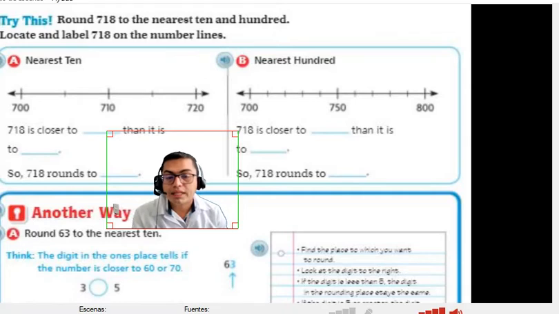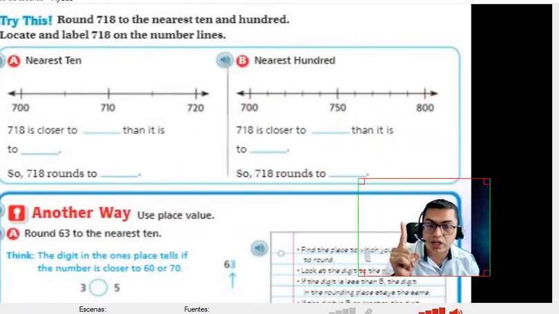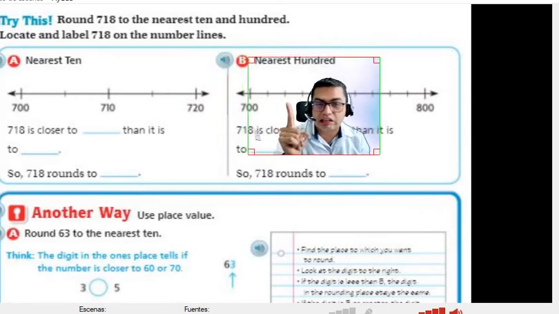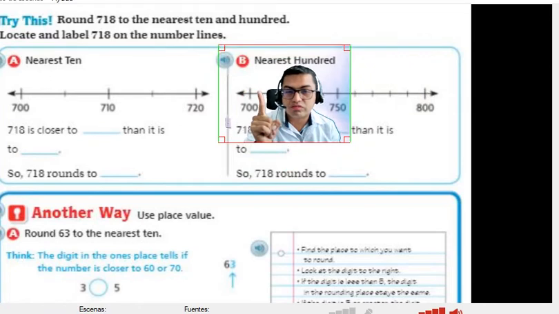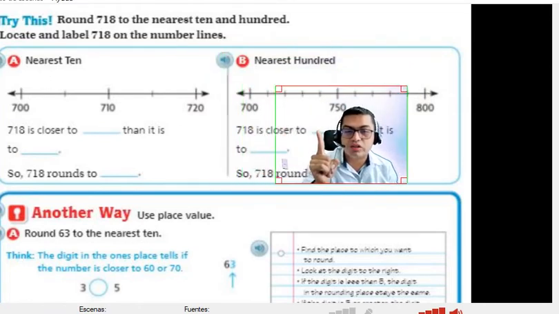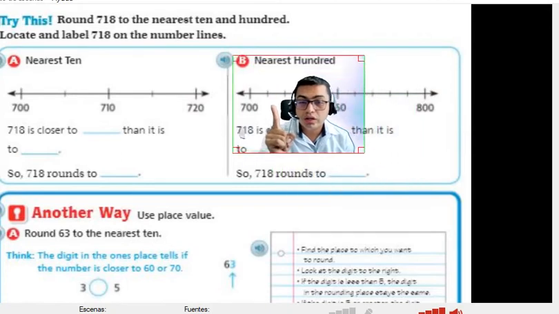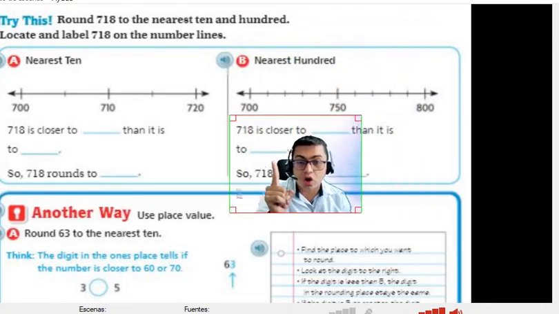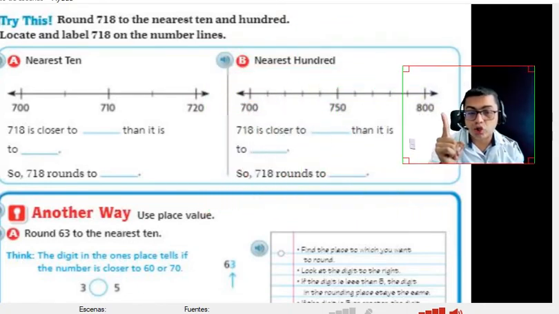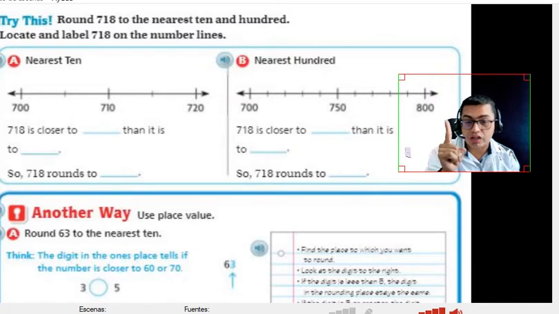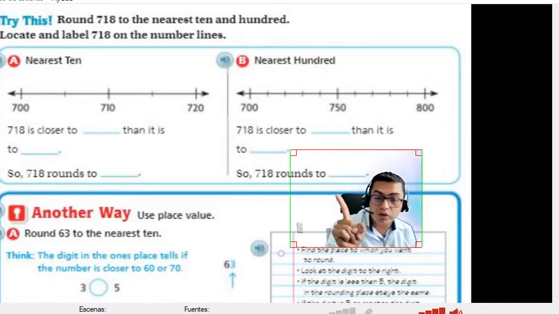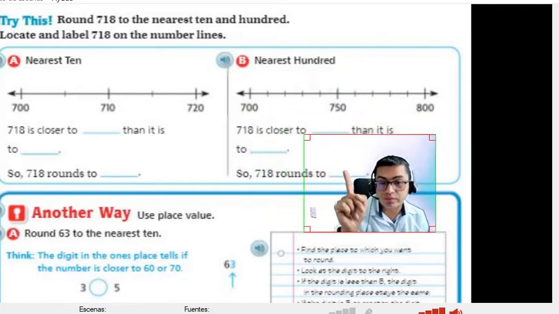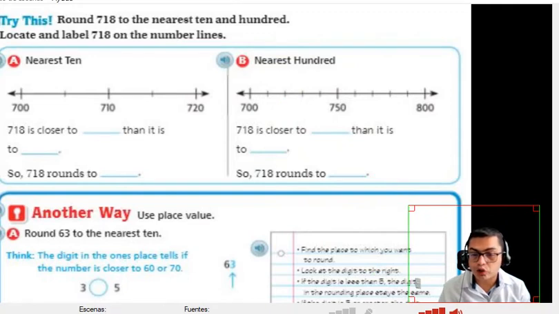Yes? Second example, the same. You can do it by yourself. 718. Okay, 718 in that case will be like here. So, 718 is closer to 700. Ojo que nos están hablando de los nearest 100. Entonces sería to 700, yes. So, 718 rounds to, ¿a cuál estaba más cercano? 700. That's how you need to do it.